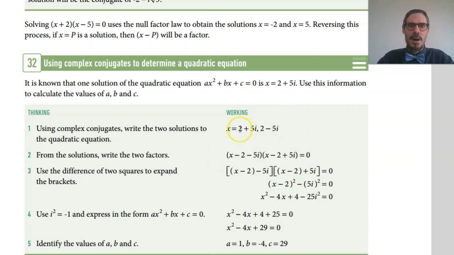So actually, I can't give this as my solution because it could be any multiple of this. They will all have the same roots, but it could be k times this whole thing in brackets. So just keep that in mind.